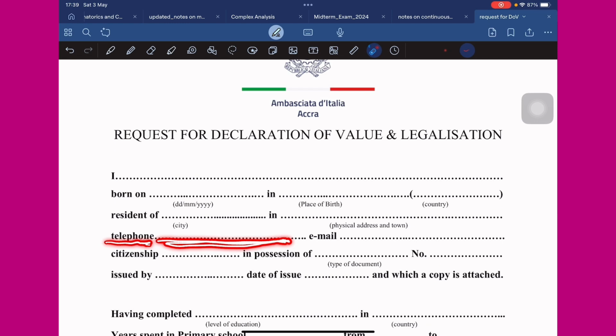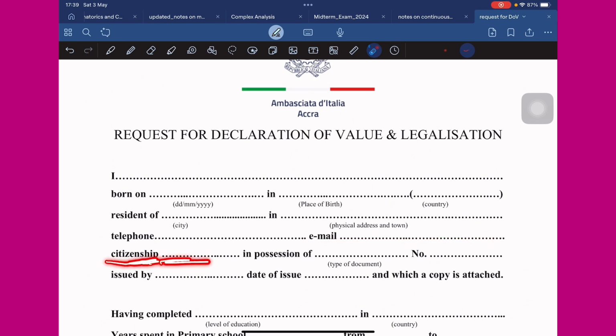And then again, you must make sure you fill this out in capital letters. Use capital letters only for filling this form. The next thing is your email. You write your email here, and then your citizenship.